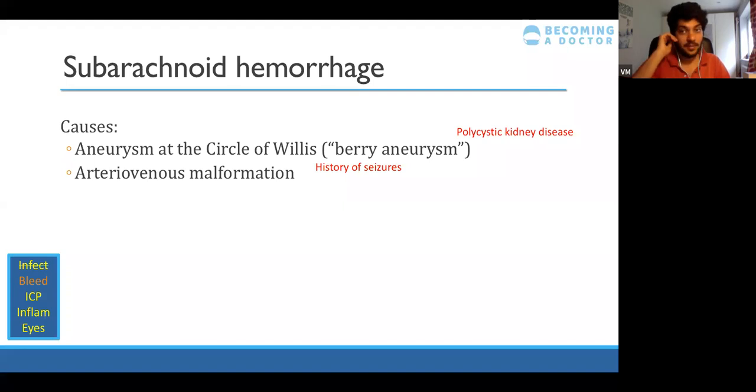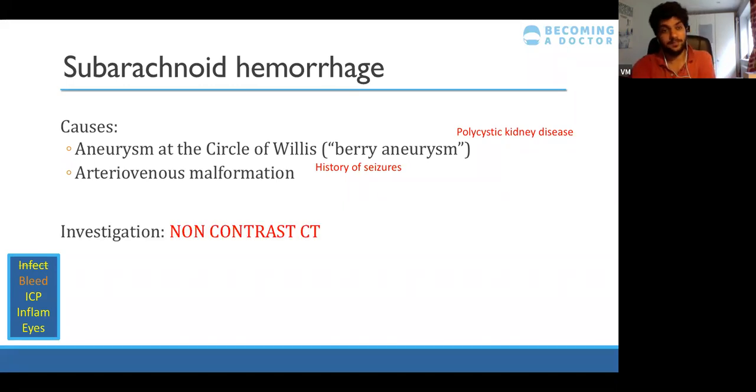So in the vignette, it might say they have a previous medical history of polycystic kidney disease and they have a sudden onset headache. You want to think, this is not just a subarachnoid hemorrhage, but it's caused by an aneurysm. You might think it's caused by a malformation in the blood vessel system if in the vignette it says there's a history of seizures, but this is much less likely than an aneurysm.